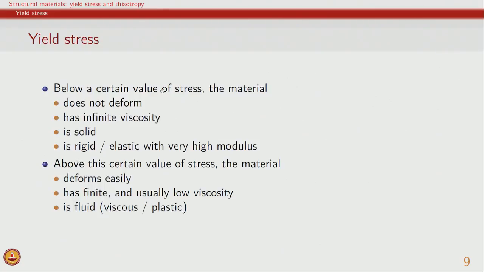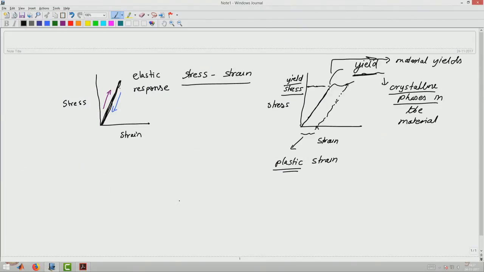Above this certain value of stress, the material deforms relatively easily, which means it has acquired a fluid-like characteristic now. It is either a viscous or a plastic material. It has finite and therefore low viscosity. One key feature that we should try to understand is this notion of viscous behavior and plastic behavior. So, as we saw in case of a metal, in this regime we had plastic deformation.